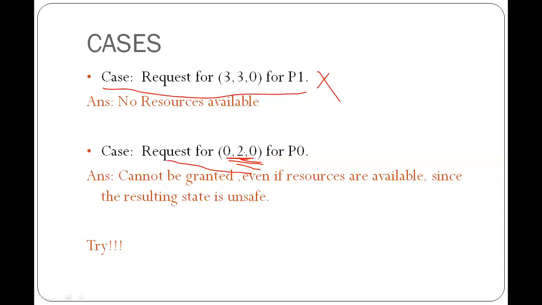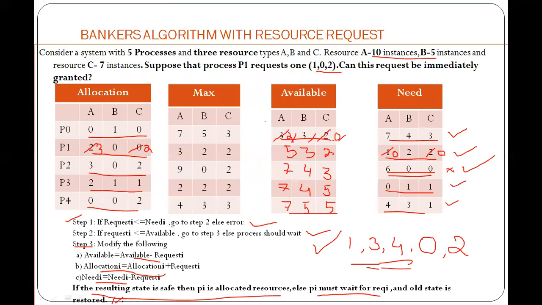If both are satisfied, then you will have to go to step 3. That is, you have to do modifications to availability, modifications to allocation, and then modifications to need. After that, you can proceed in the same way. But then eventually you will find that though the resources are available, the resulting state is unsafe, because there is one particular process which cannot be given resources. Okay, so you can check it for yourself. These two are some cases which you can check.